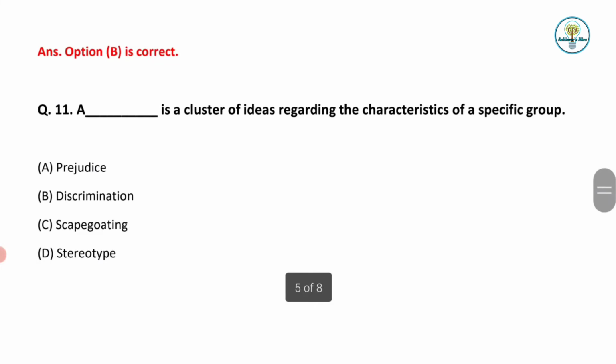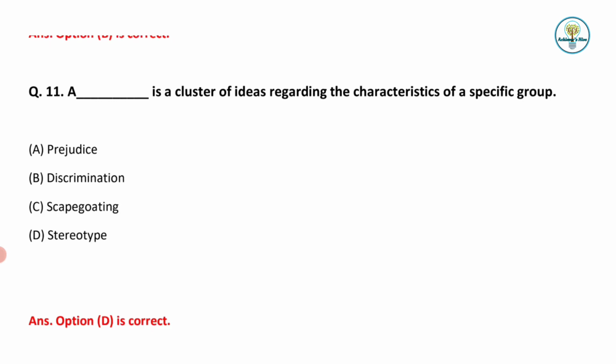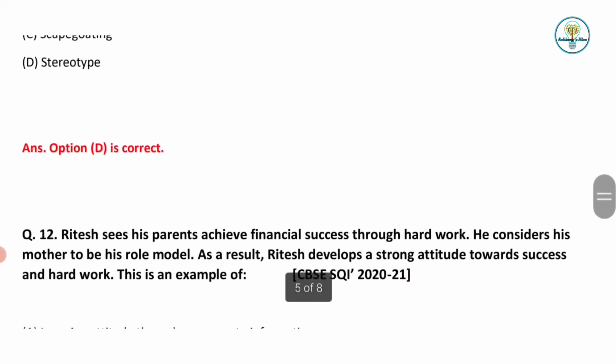This is a cluster of ideas regarding the characteristics of a specific group. Question number 11. So you have four options: prejudice, discrimination, scapegoating, stereotype. So, stereotype is a cluster of ideas. Option D is the correct one. Why is it so? Because when a stereotype is formed, it definitely points out an idea which explains something about a group. It always targets a group. Stereotypes just mention something about a group. So, the correct answer for question number 11 is D.